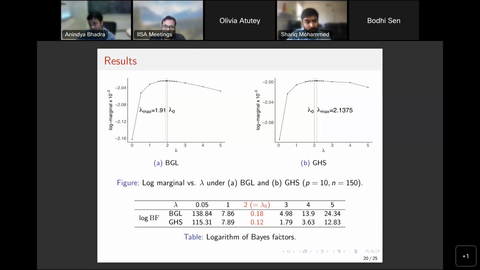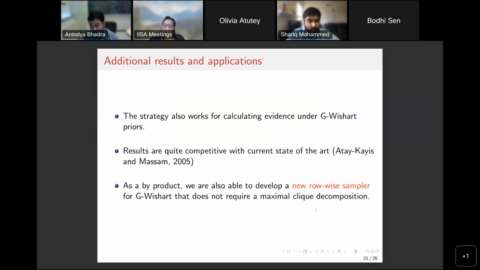And we calculated the log Bayes factor. Starting from the true lambda being 2, there the Bayes factor is small. But if you take a lambda that is either too small or too large, then your Bayes factor increases, which means that if you're interested in using them in a Bayesian hypothesis testing framework, it provides strong evidence against values other than 2. That's what we found.